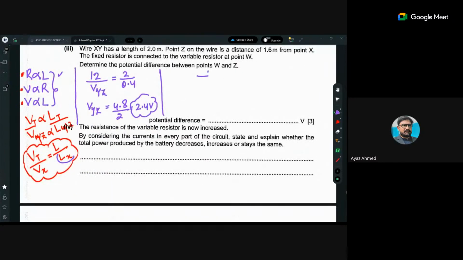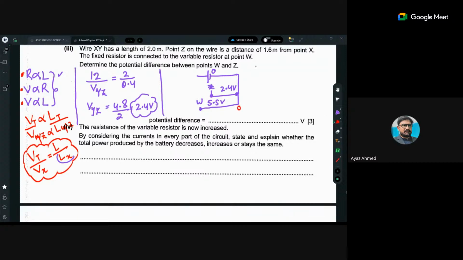This is the positive terminal of the battery. This is the negative terminal of the battery. It means this is at zero potential level. This is your point Z. Okay, till point Z the voltages are 2.4 volt, and till point W the voltages are 5.5 volt, because the value of voltages is zero.